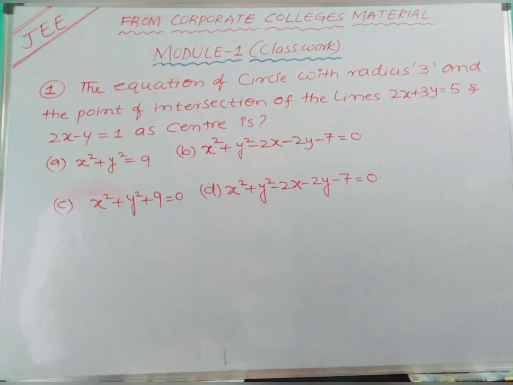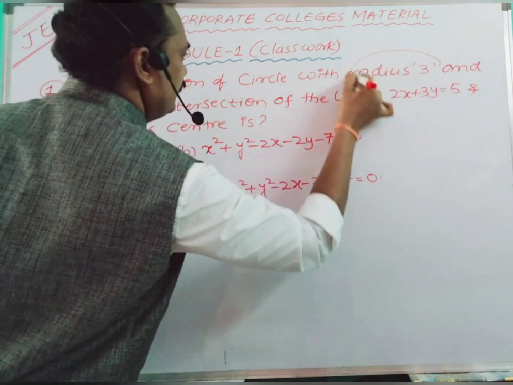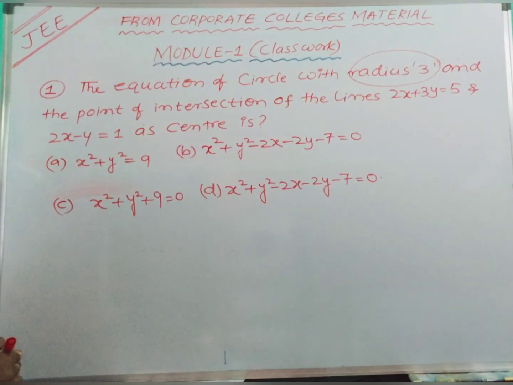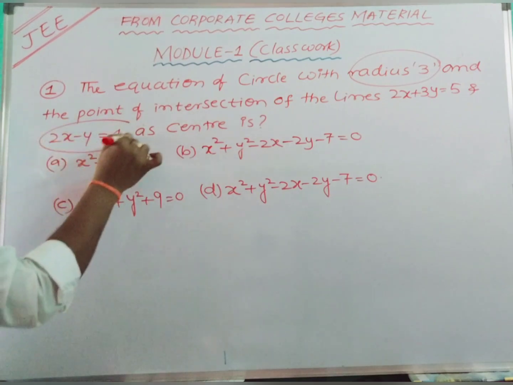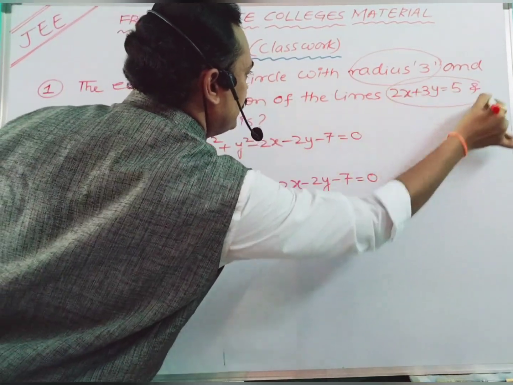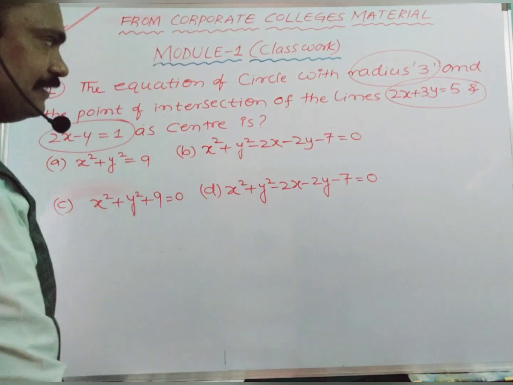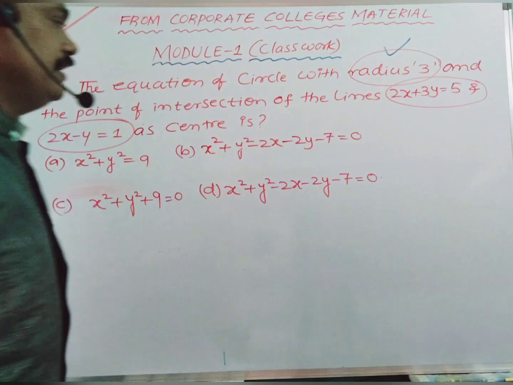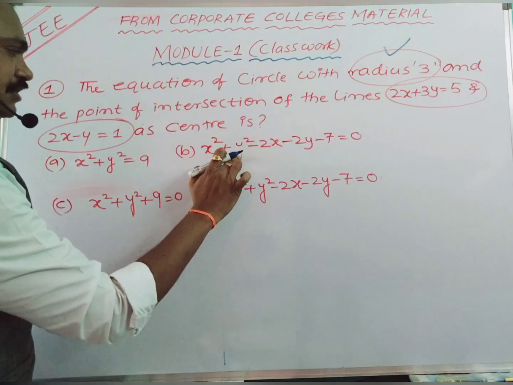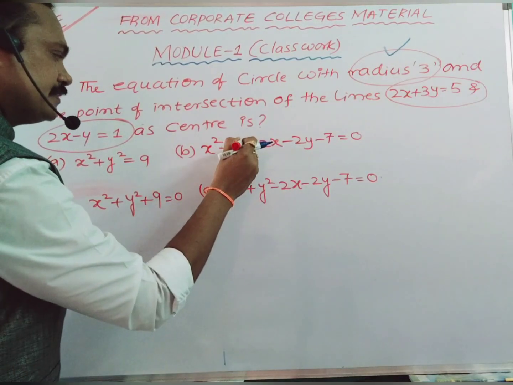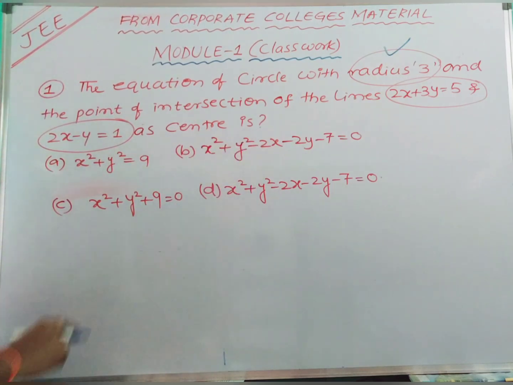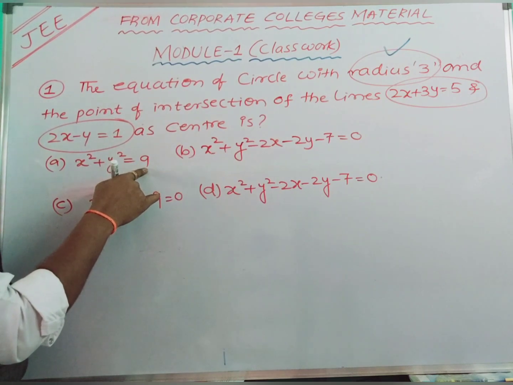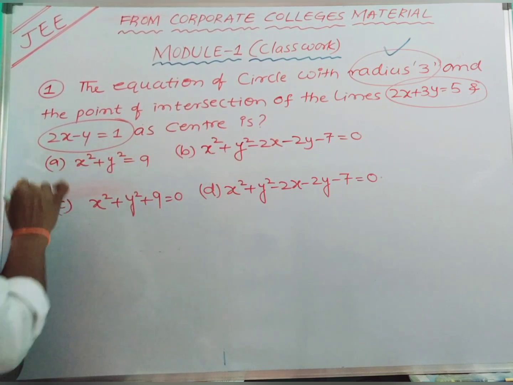Already one hint is given. Our circle has radius 3 units and the point of intersection of these two lines represents the center of the circle. Chalo, according to the radius we can confirm which circle equation is representing radius 3 units. This is the circle x square plus y square equals to r square format, means radius is 3 units. Okay, it is satisfying.